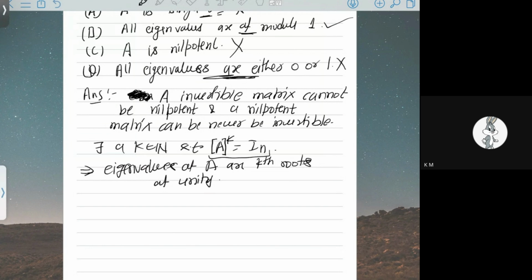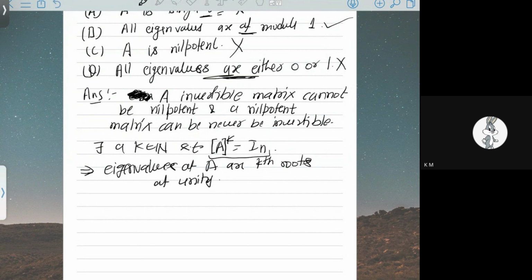Yes, ma'am. If all the eigenvalues are either 0 or 1, then this may be an idempotent matrix, like A square is equal to A, or A to power K is equal to A. And a permutation matrix repeats itself. No, I don't think so, that it has to be of the form A raised to power K equals A. Because why I'm saying so? What I was saying is, if there exists a K such that A to power K equals A, then the eigenvalues are either 0 or 1. This is a property of idempotent matrix.